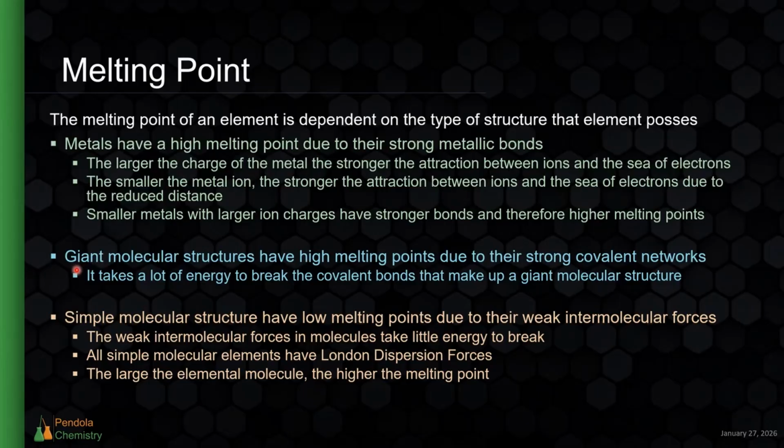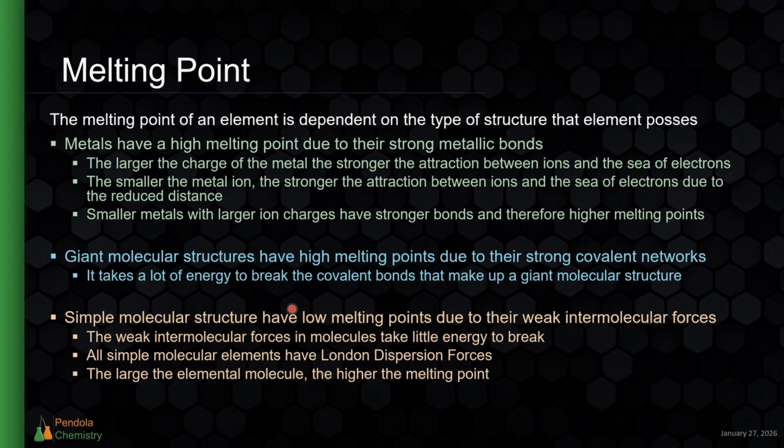Now for giant molecular structures, we're going to have high melting points due to strong covalent networks. Things like diamond and graphite are going to take a lot of energy to break and melt, because the covalent bonds holding up the giant molecular structure that we discussed earlier in the year take a lot of energy to separate. That's why diamond has such a high melting point. All of those covalent bonds in the network make it really hard to separate all the carbons.